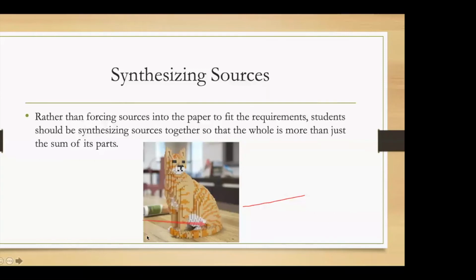But you see, this cat is made up of different parts, but the parts connect together in a way that makes sense. So when you're synthesizing your sources, rather than forcing sources into the paper to fit the requirements, like your page count, whatever, students such as you should be synthesizing sources together so that the whole is more than just the sum of its parts. In other words, you're combining sources together to send a message that's greater than all of them at once.